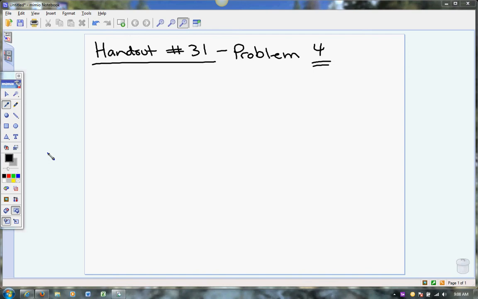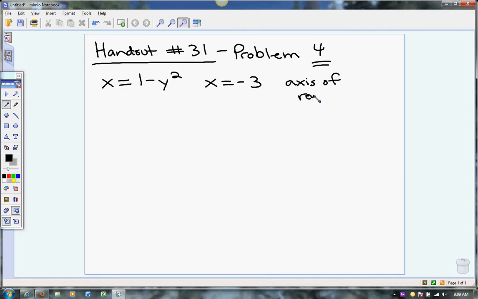All right, we're going to take a look at handout number 31, problem number 4. In this problem, we're told that the region that we are rotating starts with x equals 1 minus y squared. And it's also bounded by x equals negative 3. And the axis of revolution is also x equals negative 3.